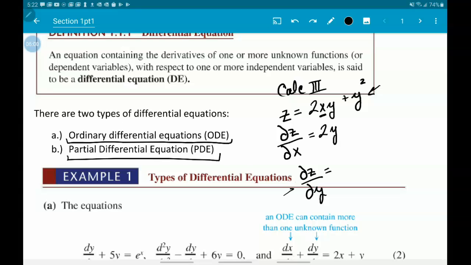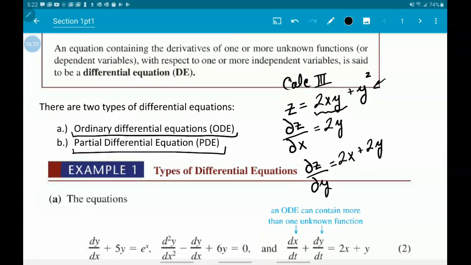Now, if we go down to this one and we take the derivative of z with respect to y, notice we're going to get something different here. If I take the derivative of this, now y is my variable, x is treated as a constant, so that first term has a derivative of 2x. That second term, if we take the derivative, using that power rule, would be 2 times y.